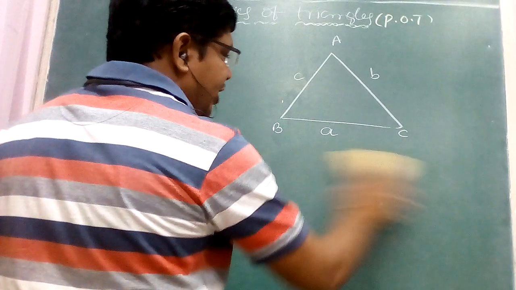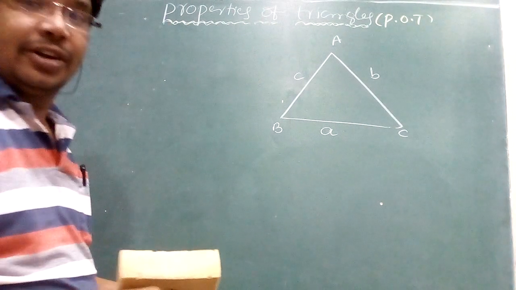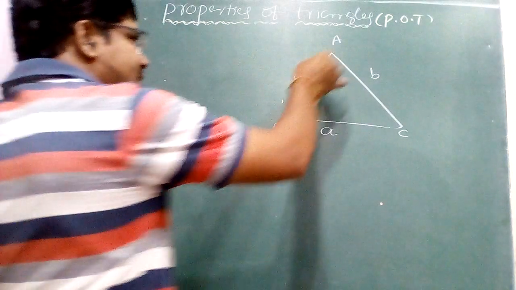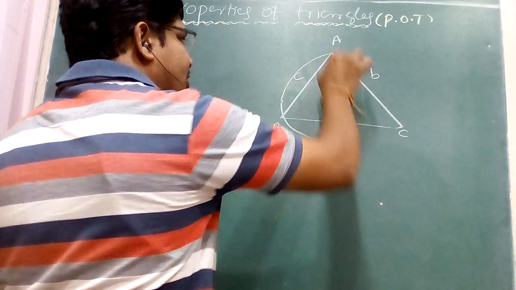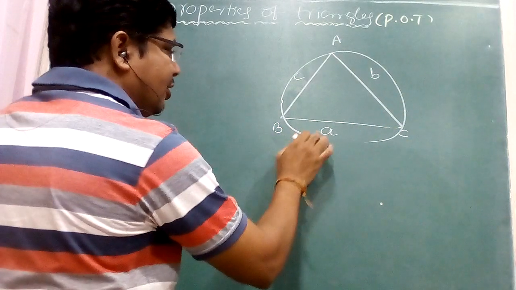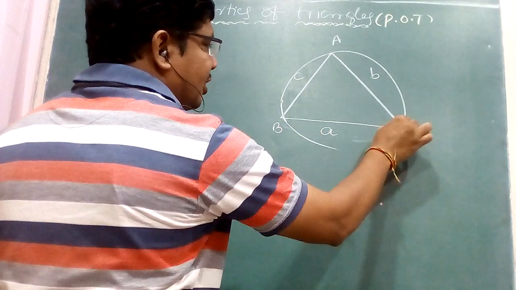Now related to circles, the circle passing through the three vertices of a triangle ABC, that you can call the circumcircle.